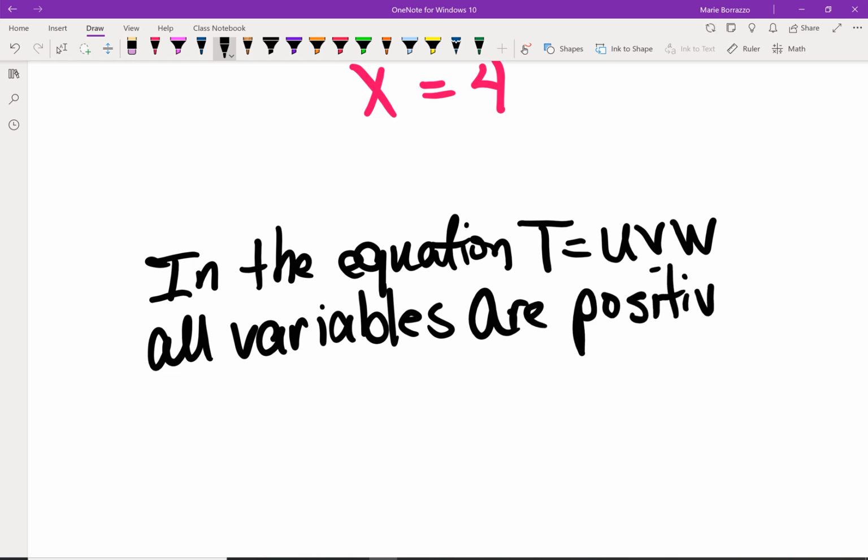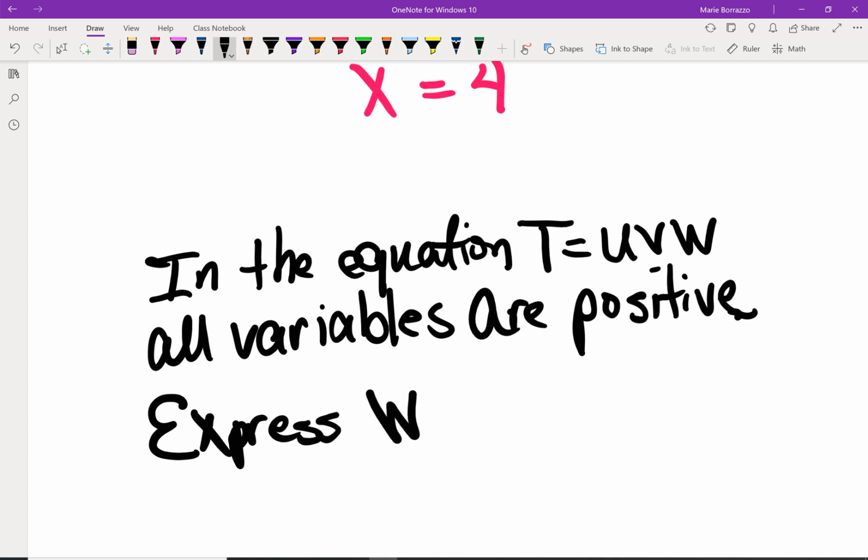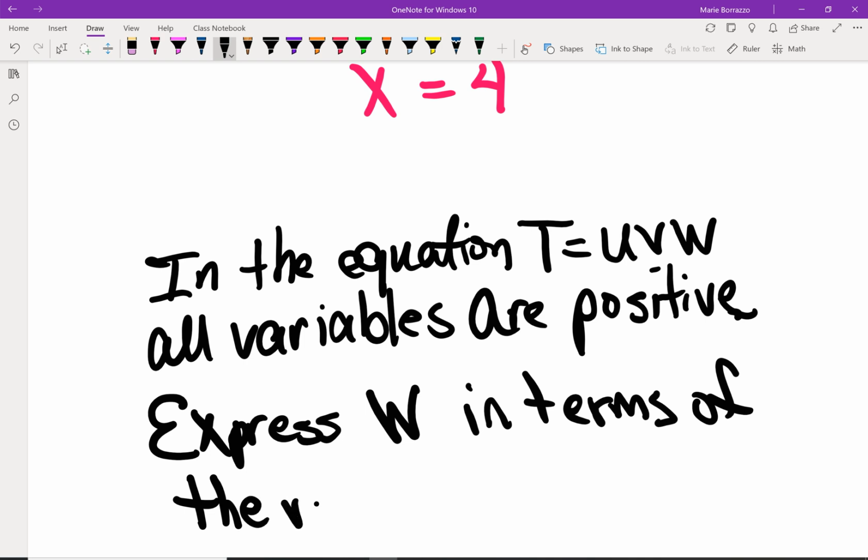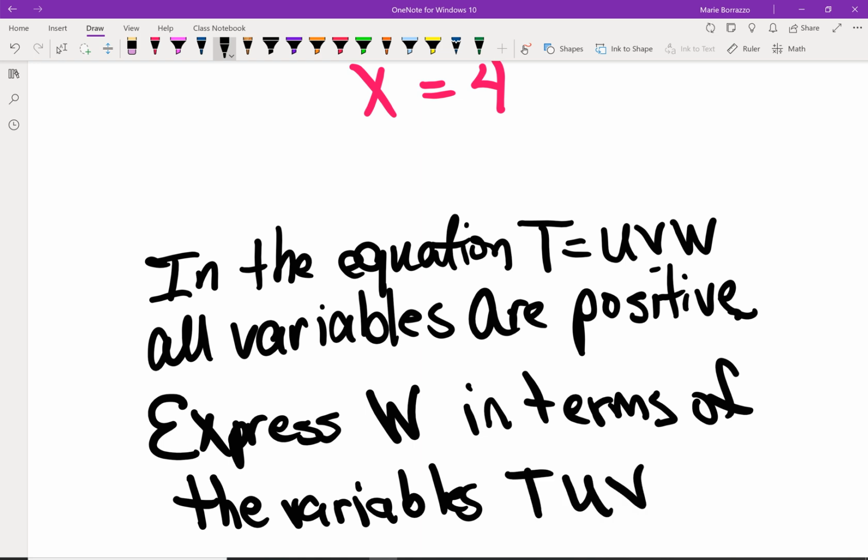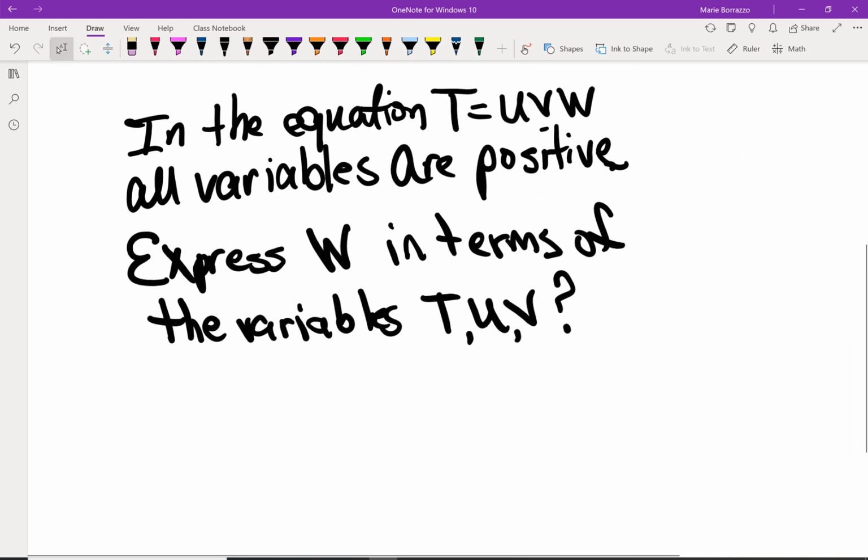In this case, they want you to express, and be careful with this language, they want you to express w in terms of the remaining variables, which are t, u, and v. So all they're asking you is to basically solve for w.